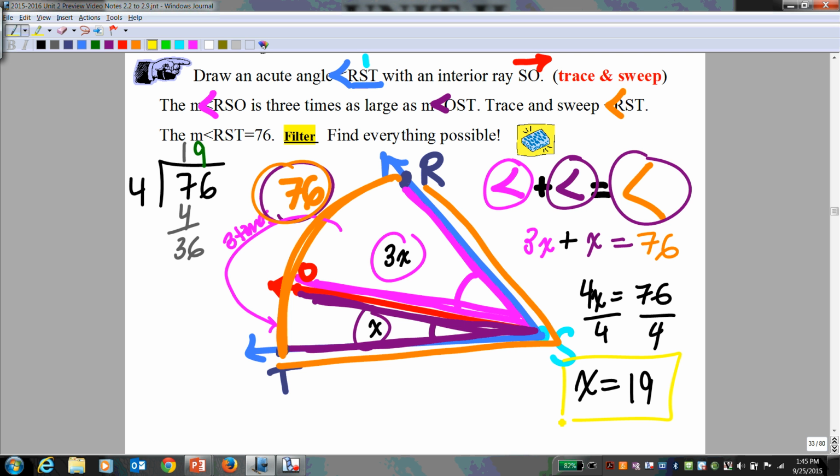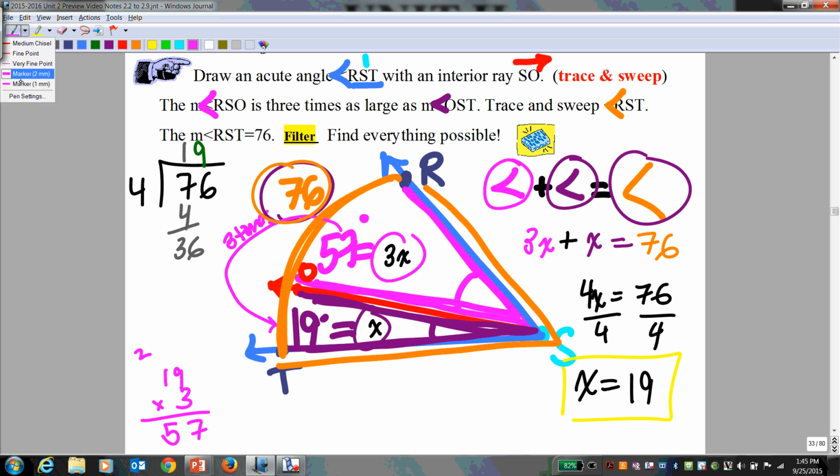Now don't get all happy when you solve for X because we're not done. We are told that this angle right here is X, so we just found that. That's going to be 19 degrees. Then for the pink angle, we have to do 3 times 19, which is 57 degrees. And then we can do a check. Here's our check. 57 plus 19 adds up to 76. Yay, aren't you smart?